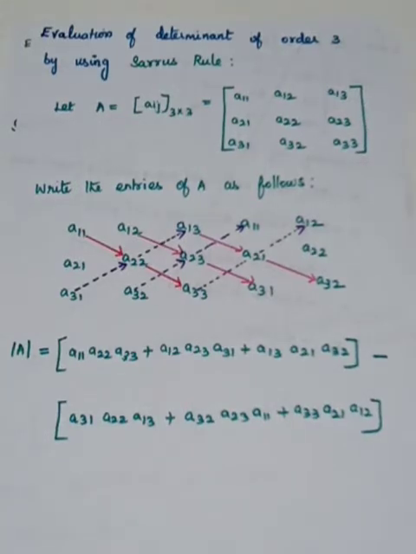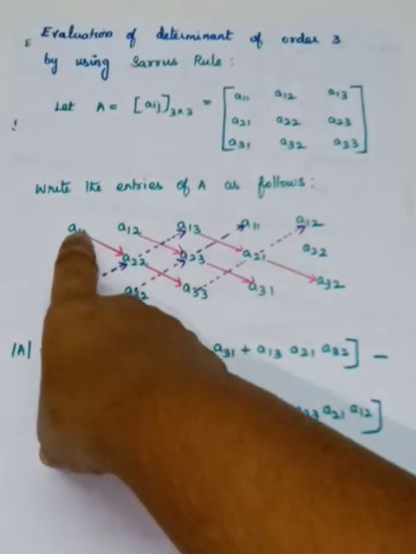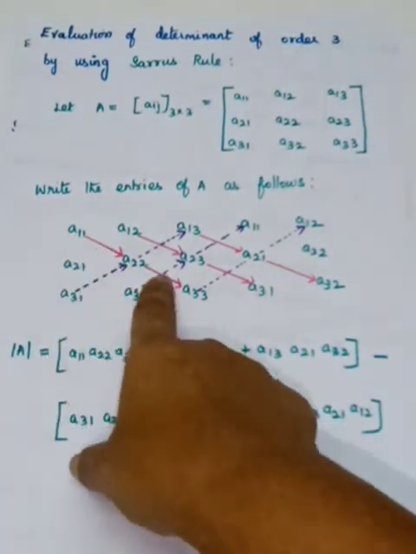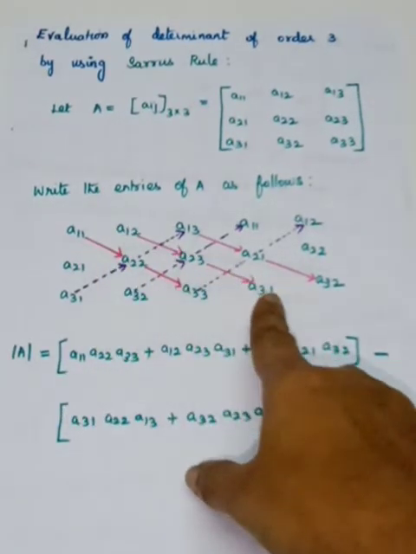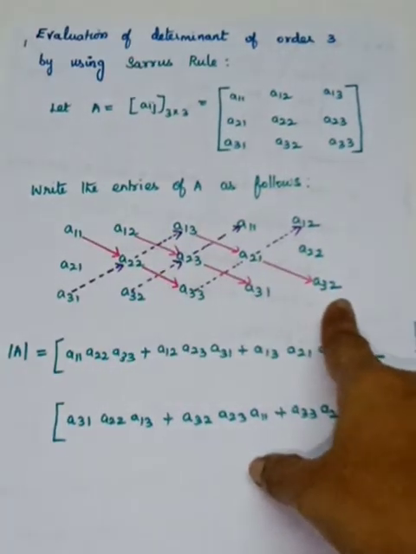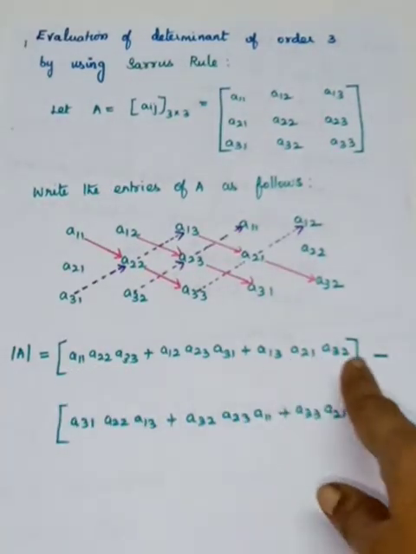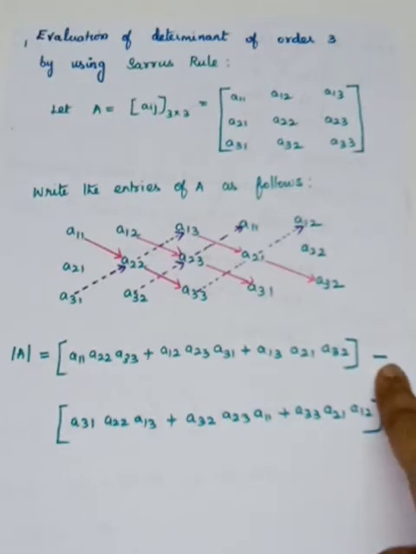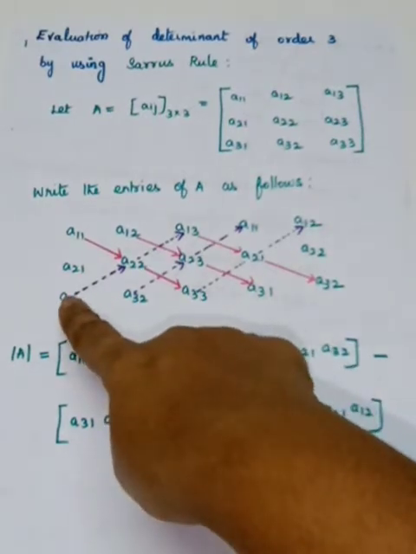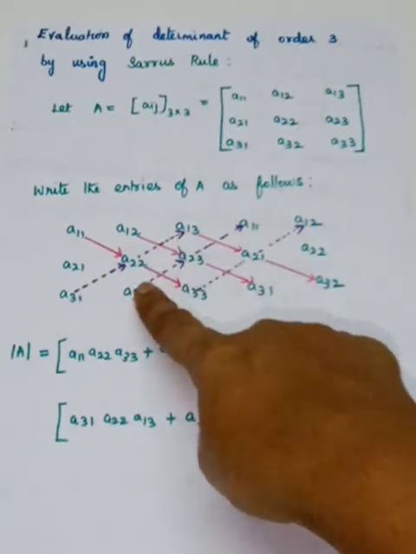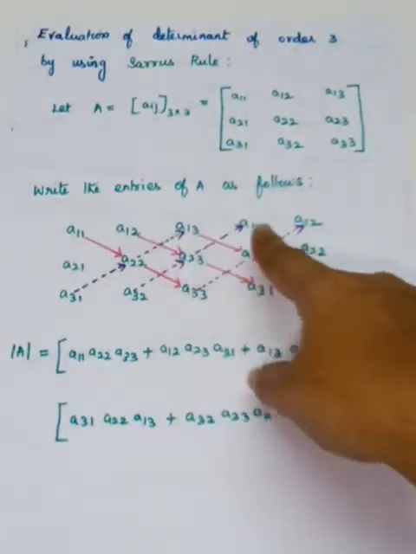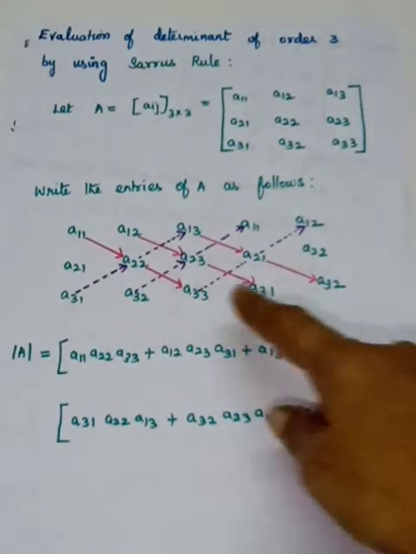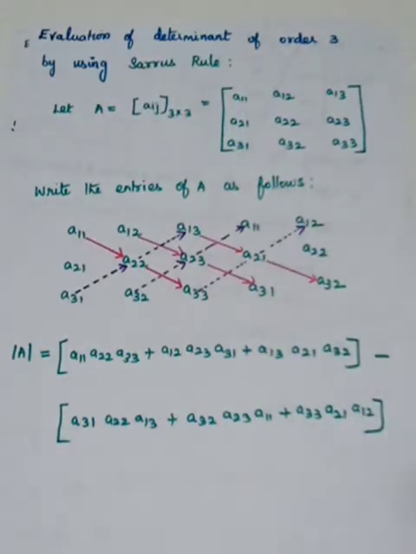A31, A32. And you see that you have to multiply these three elements, and next these three elements, and next these three elements. In between you have to write minus. Next, in this order you have to multiply these three elements. So the main diagonal elements have to be multiplied, minus the sub-diagonal elements multiplied. Then that is the value of the determinant.